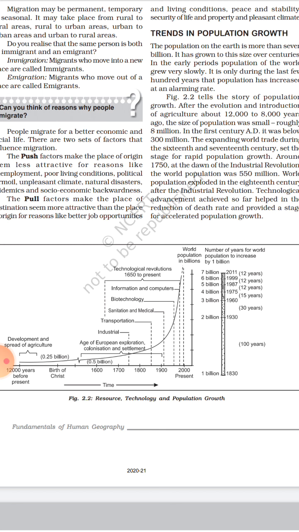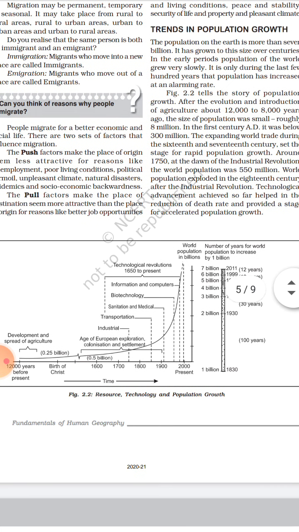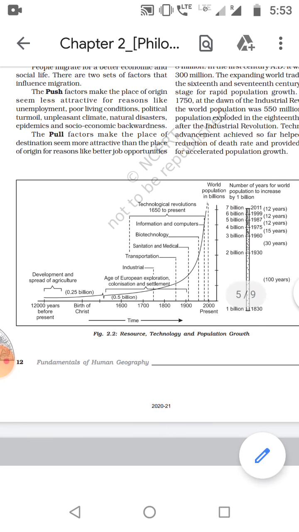As you all know, the population on the earth is more than 7 billion. It has grown to this size over centuries, and particularly in the last 200 years it has increased tremendously. Look at this figure 2.2. There are various factors, resources and technology, which influence the population growth. We will study this figure in detail.